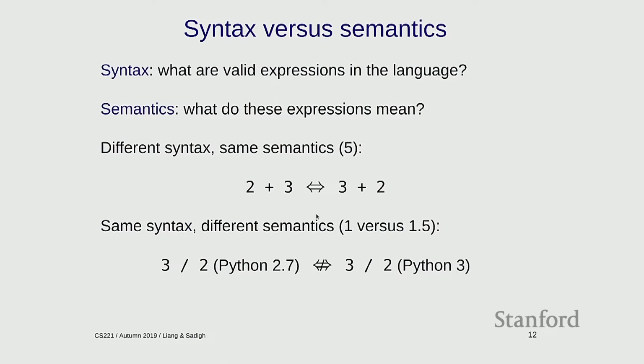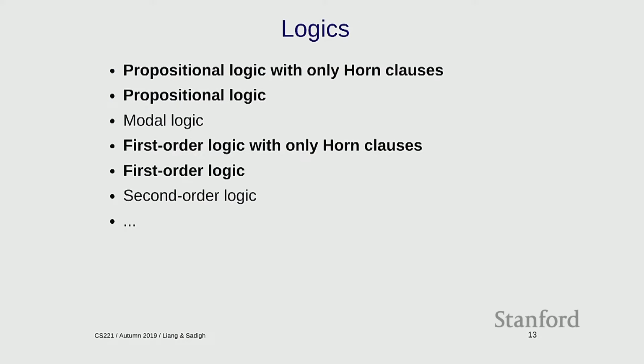Here's a case where we have two expressions with the same syntax, 3 divided by 2, but they have different semantics depending on which language you're in. So in order to define a language precisely, you not only have to specify the syntax, but also the semantics, because just by looking at the syntax, you don't actually know what its meaning is, unless I tell you.